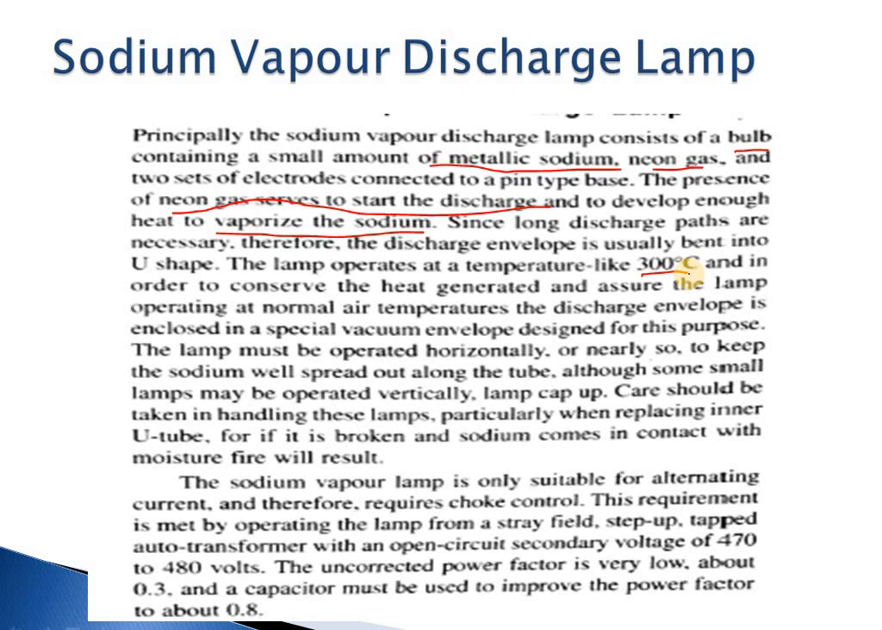The lamp must be operated horizontally or nearly so to keep the sodium well spread out along the tube. Although some small lamps may be operated vertically, lamp cap up, care should be taken in handling this lamp, particularly when replacing the inner U tube. For if it is broken and the sodium comes in contact with moisture, a fire will result.